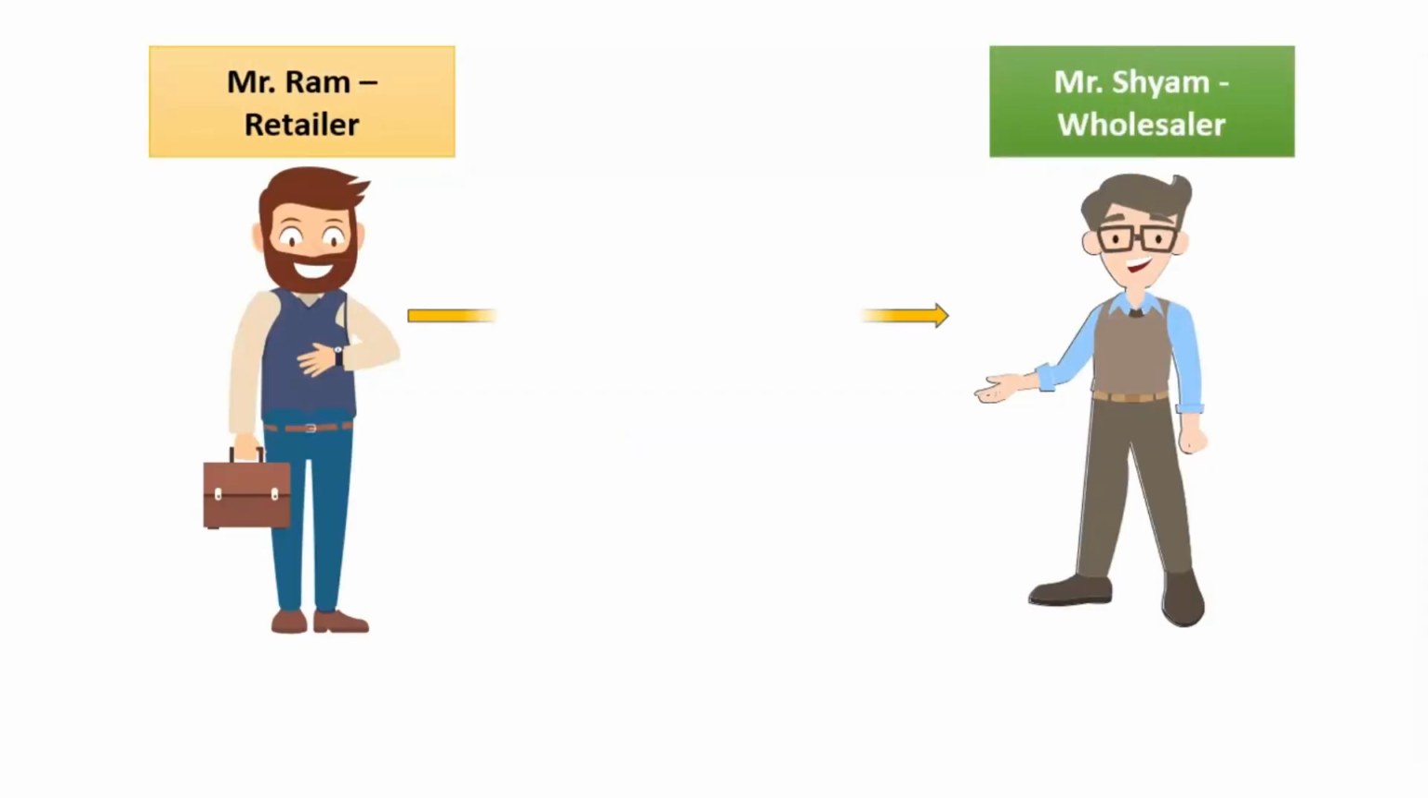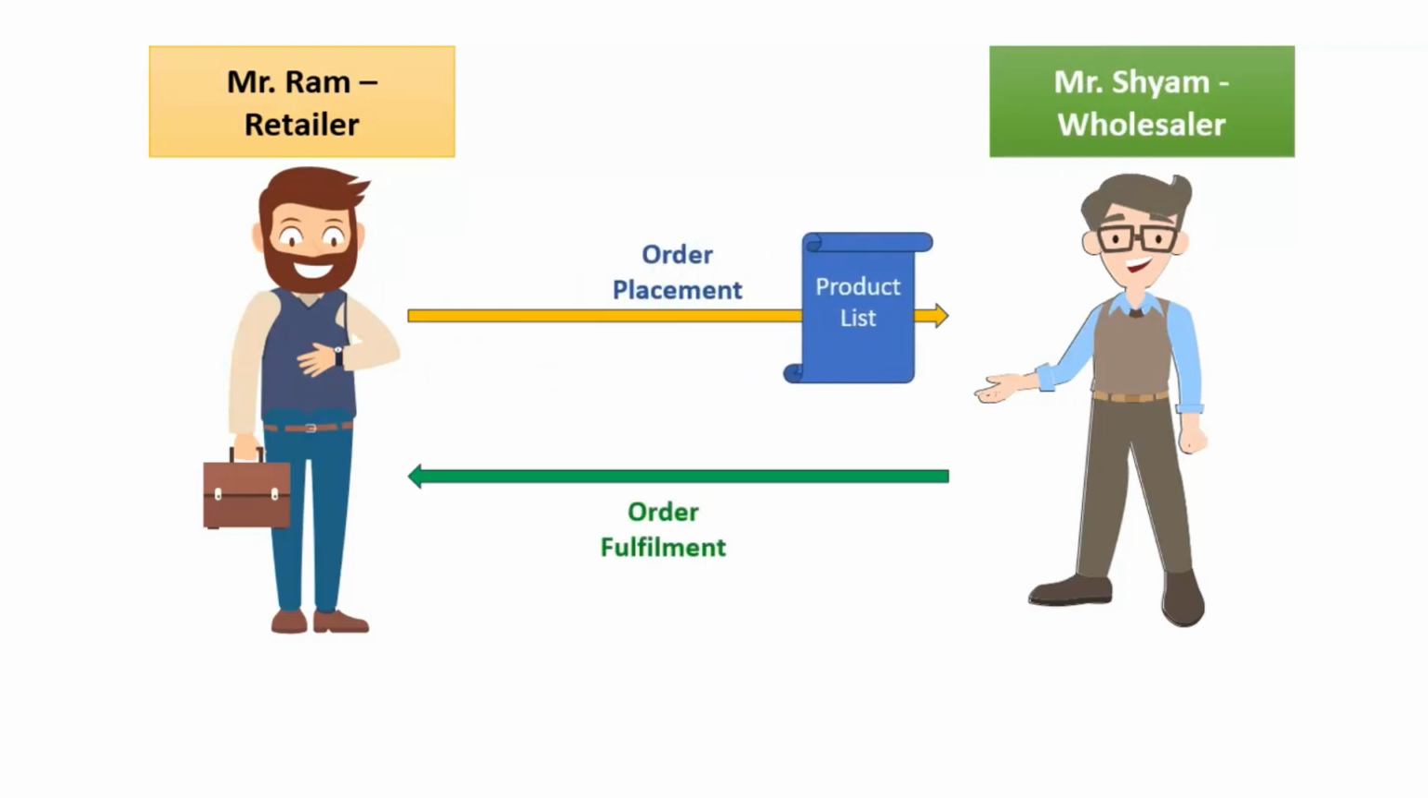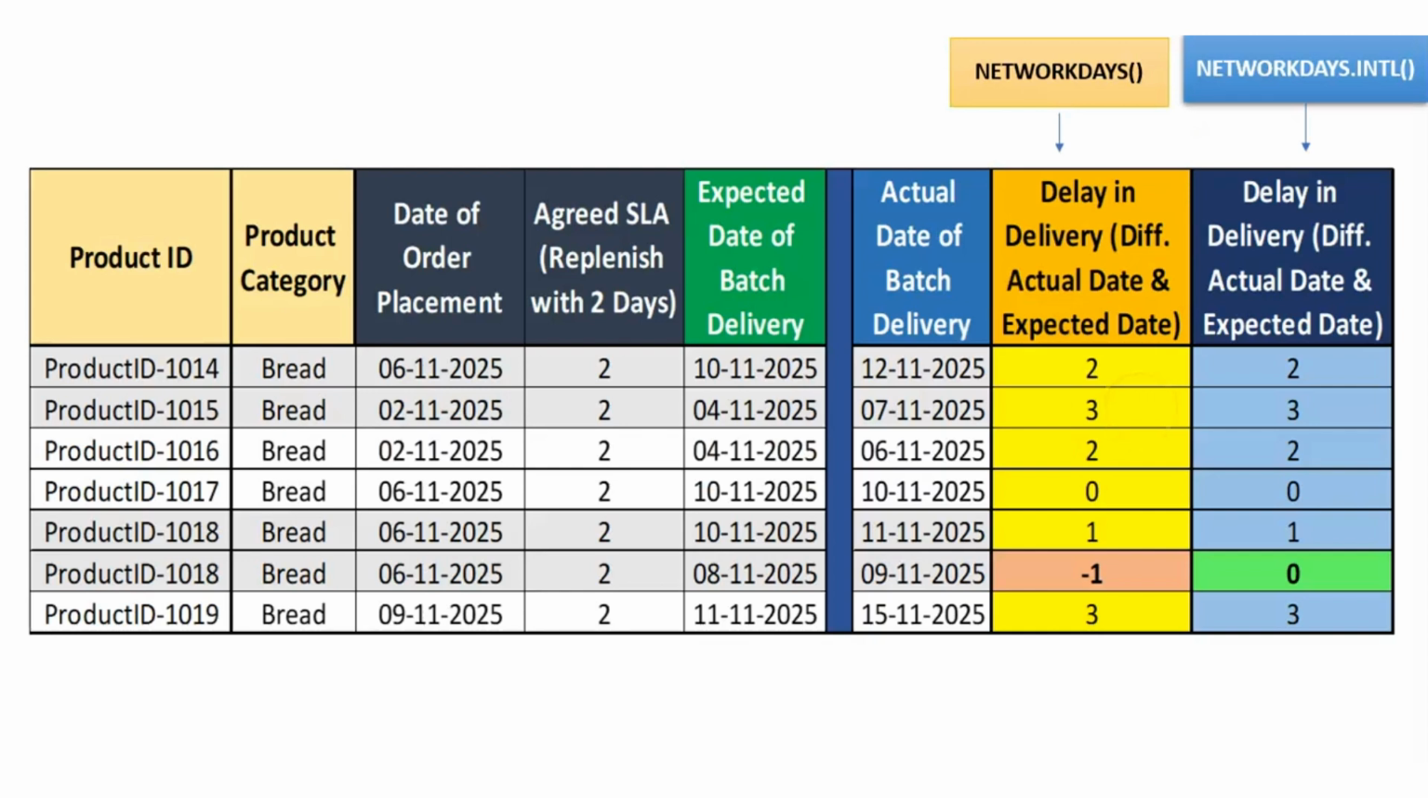The use case which we are considering is the product replenishment process, where the retailer places an order to the wholesaler. The wholesaler, in response, sends the products to the retailer for the order fulfillment. Since we now understand the use case, let us talk about the data which we will be using to understand the working of the NETWORKDAYS function.